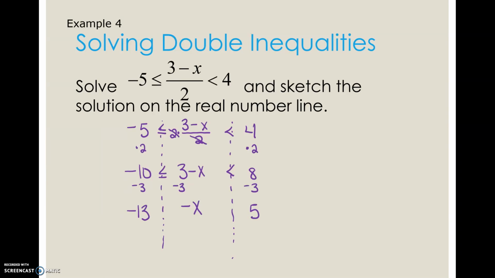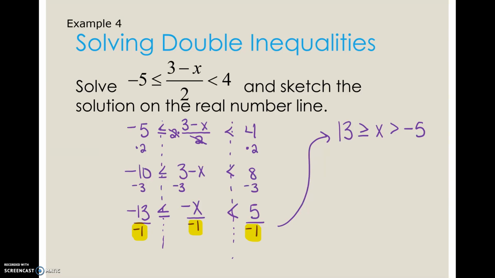Okay, how do we, oh, have I changed the signs? Nope, my signs are still the same. How do we get rid of that negative in front of the x? Divide by -1. Now, because we divided by -1, we have +13 is greater than or equal to x is greater than -5. So because we divided by a negative number, we have to change the signs.